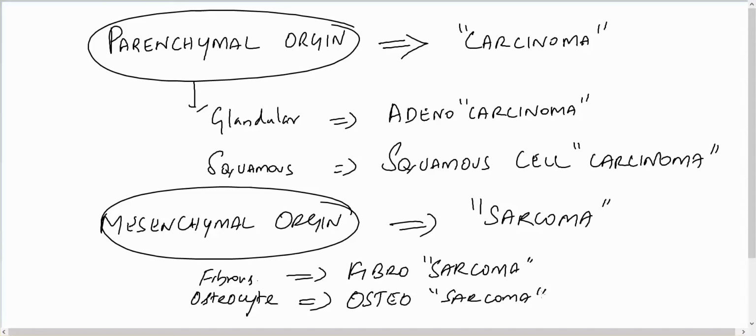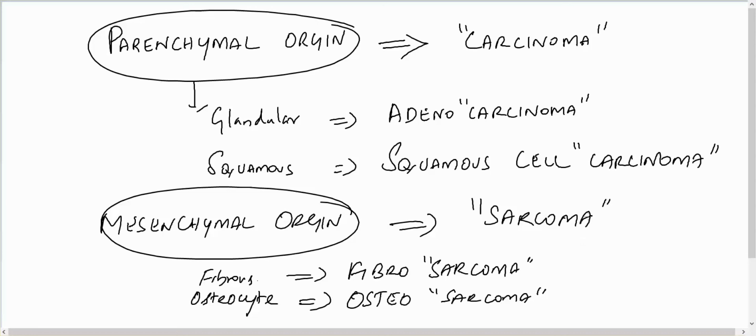Likewise, it can keep on going. If it has chondrocytes, cartilage cells, it is chondrosarcoma. If it comes from muscle cells, it is called myosarcoma. If it has smooth muscle cells, it is called leiomyosarcoma. If it has skeletal muscle cells, it is called rhabdomyosarcoma.